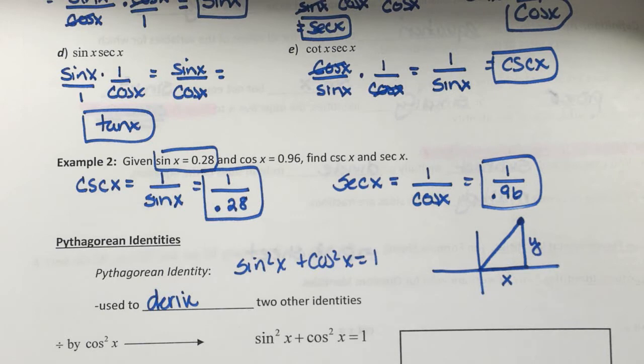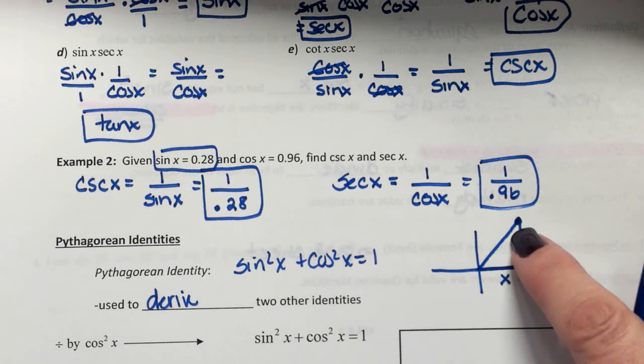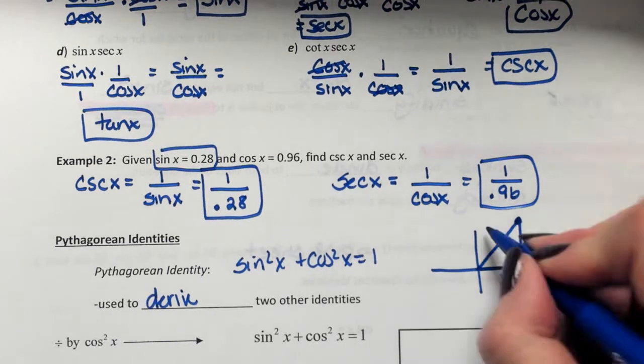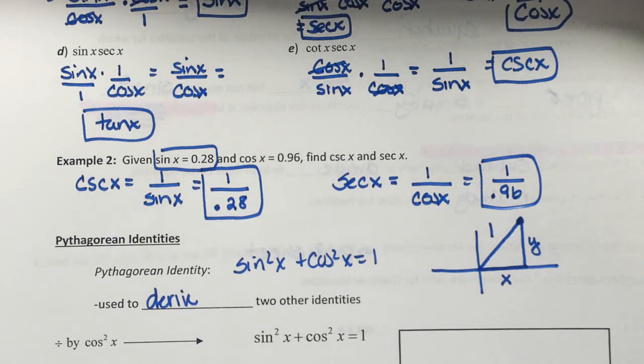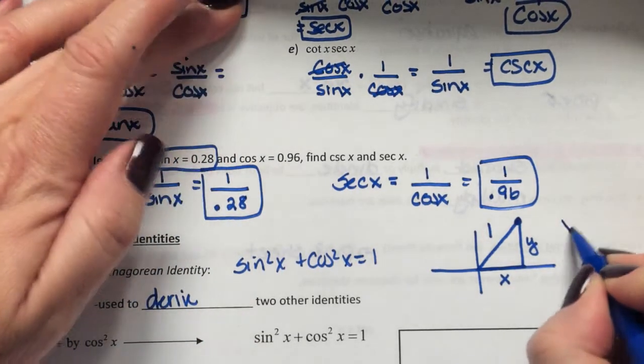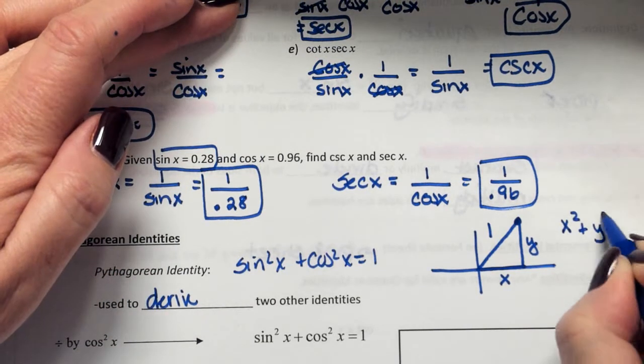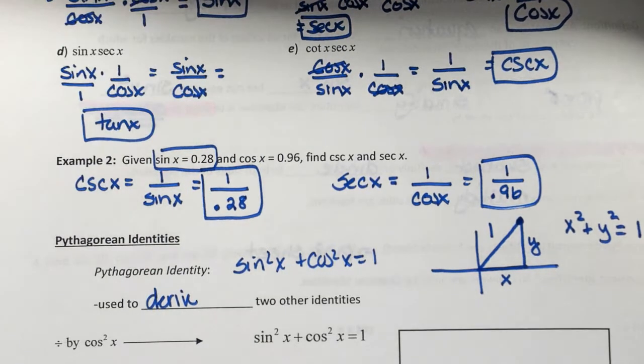And in the unit circle, remind me again, the hypotenuse of my triangle was equal to what? 1. So then we call these Pythagorean identities for a reason. Looking at this triangle, what is the Pythagorean theorem? The Pythagorean theorem would be what? X squared plus y squared equals 1.